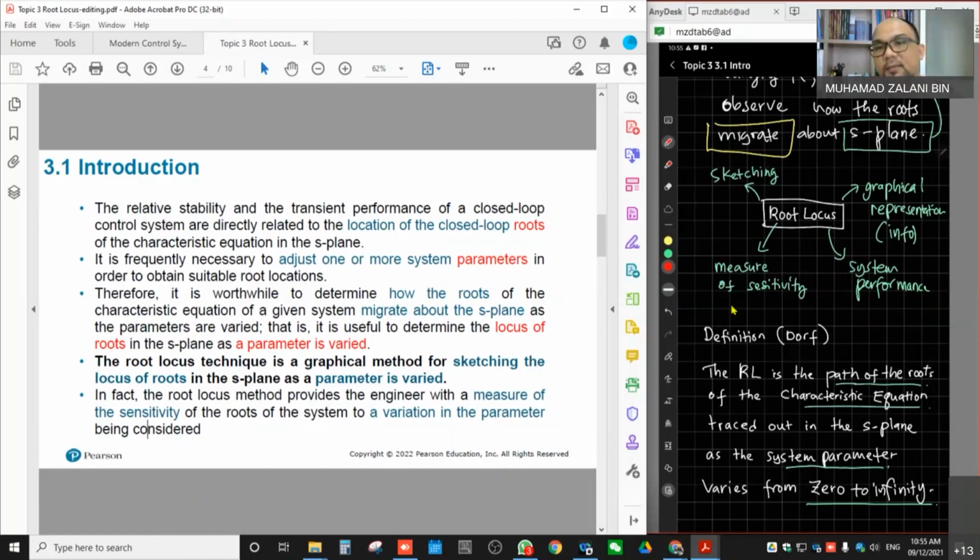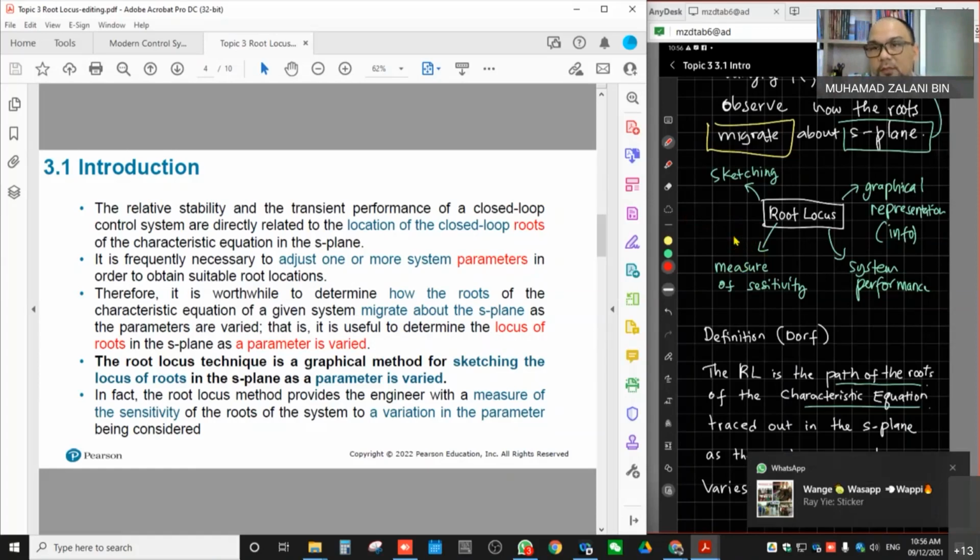The fourth one is that we can measure the sensitivity. Let's say if K is in some range, the system is stable. But when K is equal to 9, in this case my system is not stable anymore. So it is sensitive, because it will work stably within that range only. If we change the parameter, we also change the sensitivity or stability of the system.